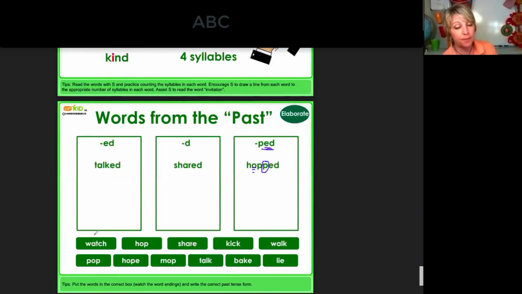Let's practice. Look at watch. Which one does it match? Here, here, or here? Now, she's a quick one. She's going to know that it just goes with the ED. And I'll probably just have her draw a line to it so we can move through these a little faster. And we'll do each one of these in this way. If she gets it wrong, I'll go back to, oh, wait. If she gets this one wrong, almost. What does it have at the end? Yes. So what does it need?